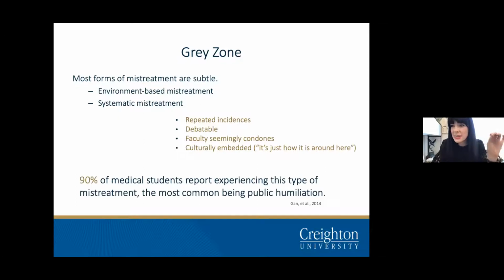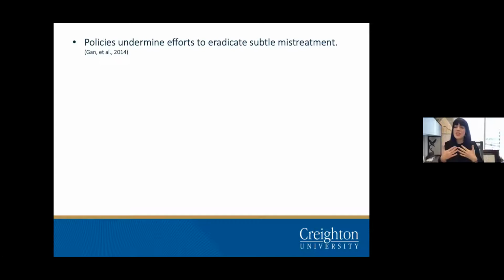The problem is 90% of medical students report experiencing this type of mistreatment, the most common being public humiliation. 90%, right? We'll talk in a bit about whether it's because people aren't thick-skinned enough, because I know what some of you are thinking, but 90% of students report this. The ironic thing is that policies can actually undermine efforts to eradicate subtle mistreatment. The policies might work to address overt, explicit mistreatment, but when it comes to subtle mistreatment, policies might be doing the opposite of what we want them to do.